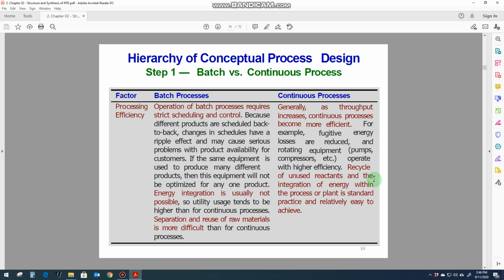Recycle of unused reactants and the integration of energy within the plant or process is standard practice and relatively easier to achieve. So whenever we have some continuous process, we see that we can have the recycle stream, then we have an option to optimize the energy by integrating different processes to utilize a better heat exchange in the process. Okay, so the continuous process has the advantage that we can have an energy integration within the process, and we have an option of recycling within the process.